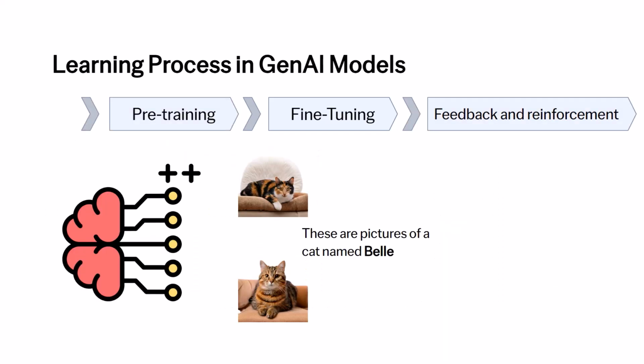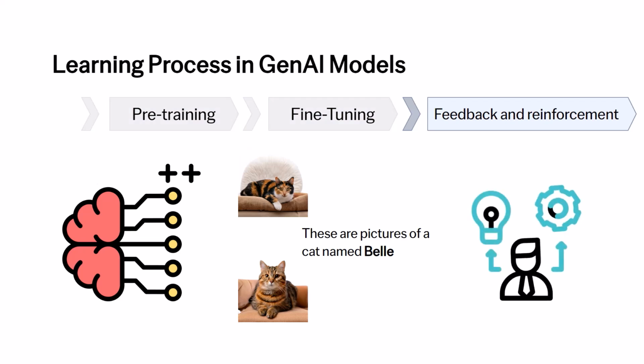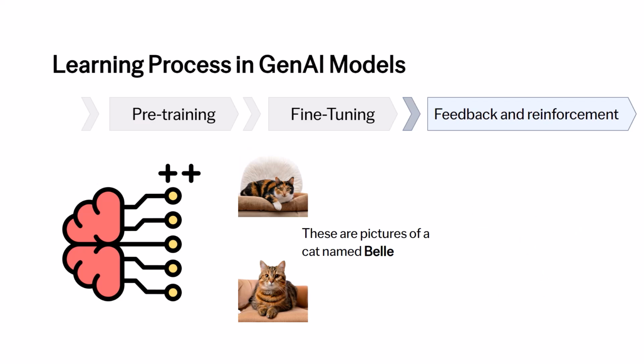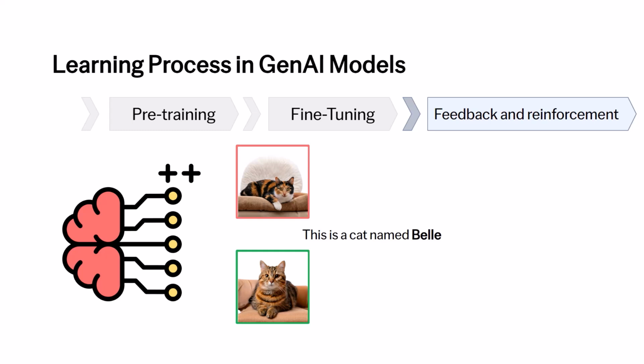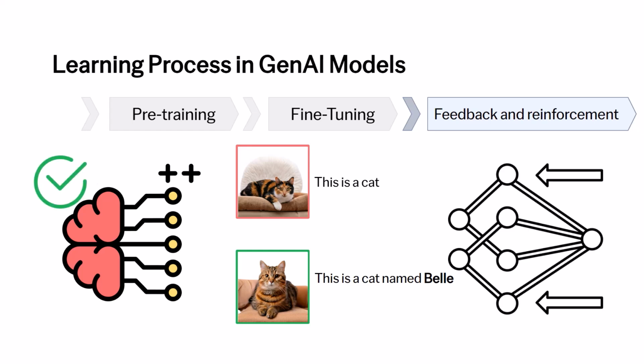Models get better with feedback and reinforcement. This involves incorporating feedback from people or using reinforcement learning algorithms, which are special methods that help the model learn from rewards and penalties. These techniques help the model's results better match human preferences or specific goals. GenAI models adjust their parameters based on errors they make during training using backpropagation, a method that updates the model by calculating and correcting errors in its predictions.